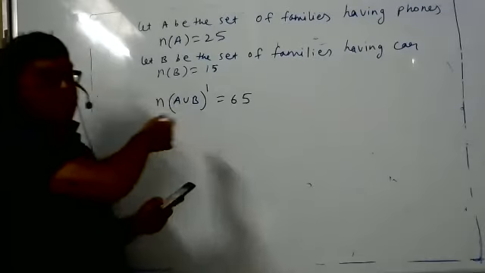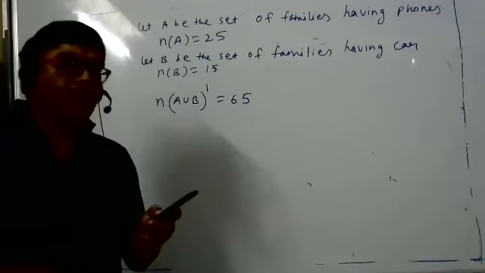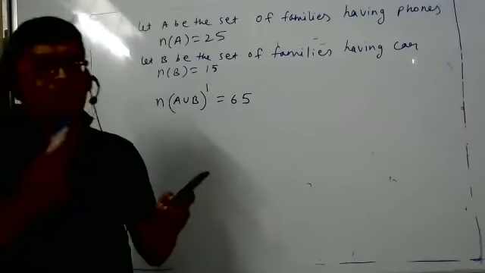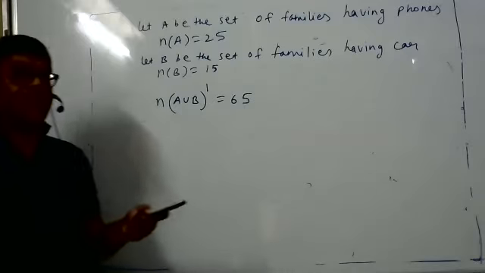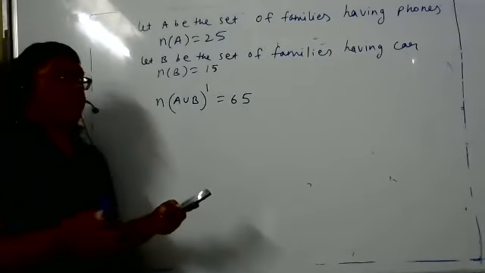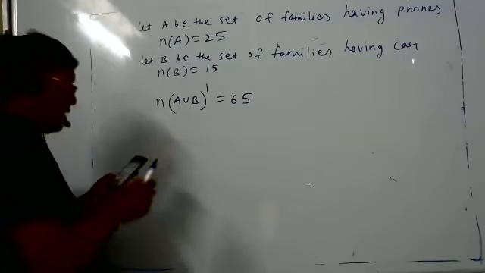This may be new to you. Anybody has a doubt in this? No, sir. A union B means either A or B. The opposite of that is neither A nor B. Opposite means complement only. A complement means not A, everything except A. Anybody has a doubt till now?